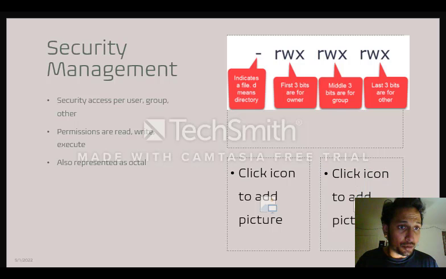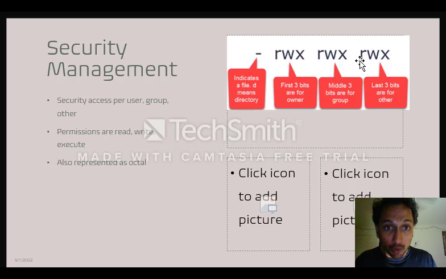Moving on to security management, another huge upside of Linux is the way that files are accessed and permissions are accessed. As you can see from this image, you have security access based on 3 bits. 3 different bits for the user or the owner, the group, and the other, which is other users that are not in the first 2 security access groups. Specifically, these permissions given are read, write, and execute.